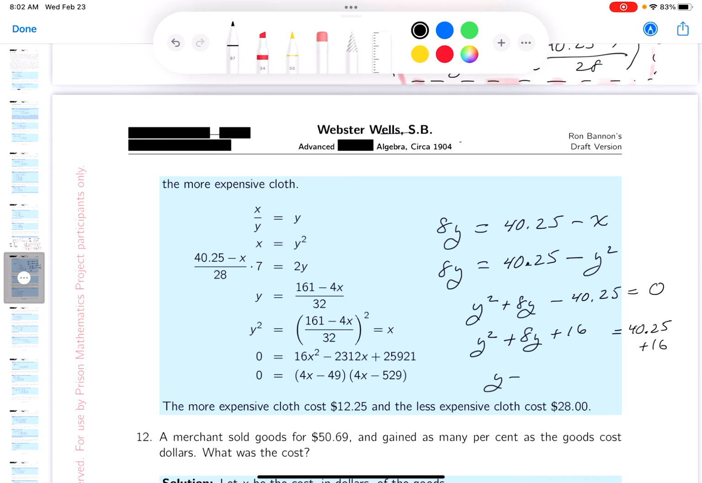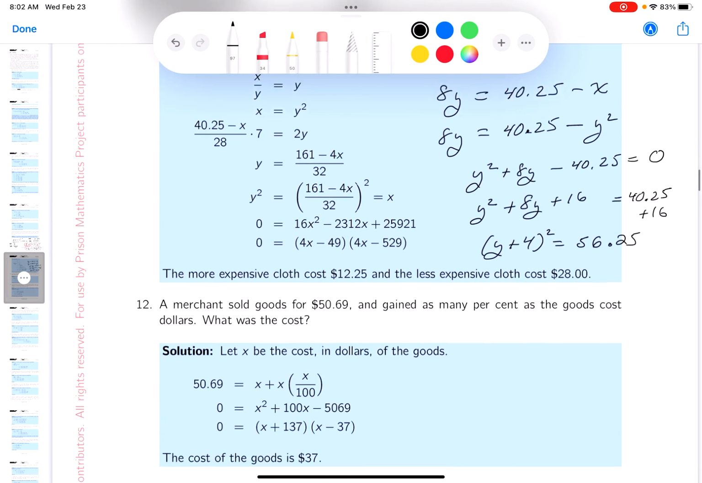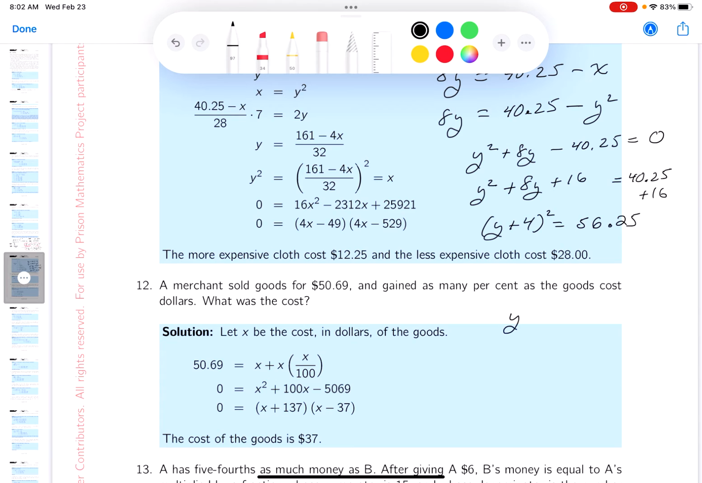You would get (y plus 4) quantity squared would equal 56.25. I'm going to keep going. I'm going to use a calculator, actually. Y plus 4, I'm not even thinking about what y is anymore, would equal plus or minus the square root of 56.25. Y is minus 4 plus or minus the square root of 56.25.